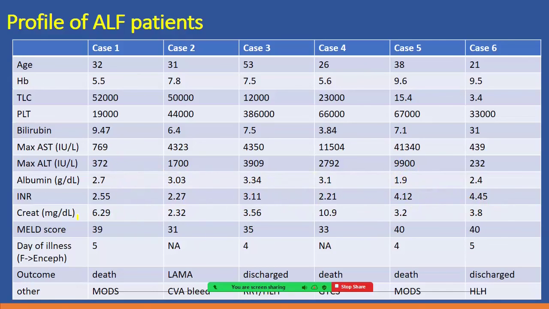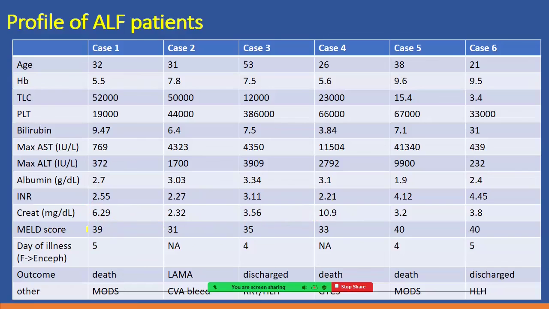All the patients who had dengue ALF had renal injury also. This is important because this is possibly secondary to multi-organ involvement and the severity of the dengue also. So most of the patients had high creatinine levels, ranging from 6.2 to 10.9.